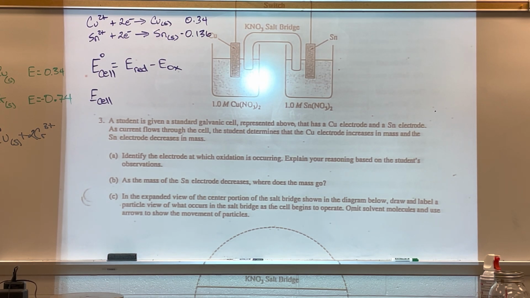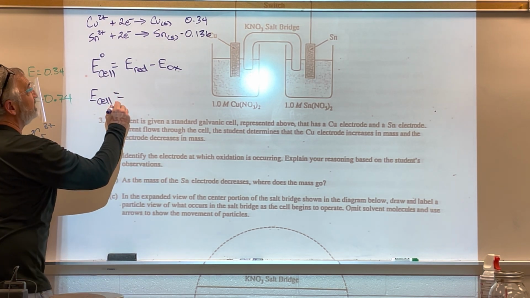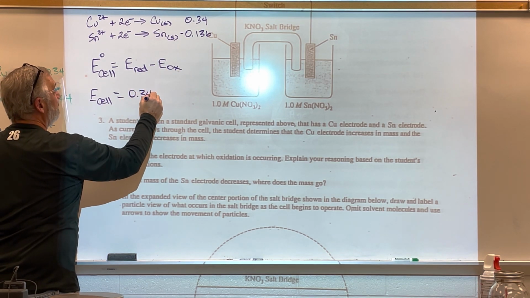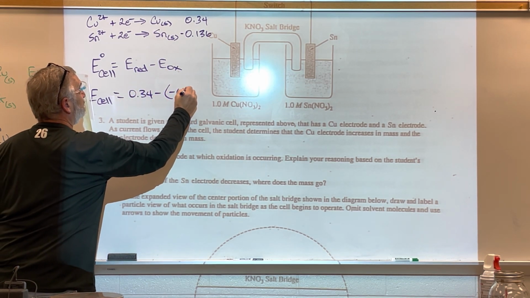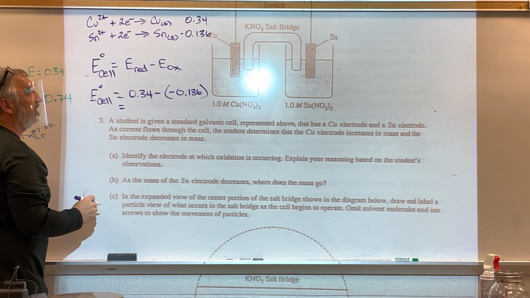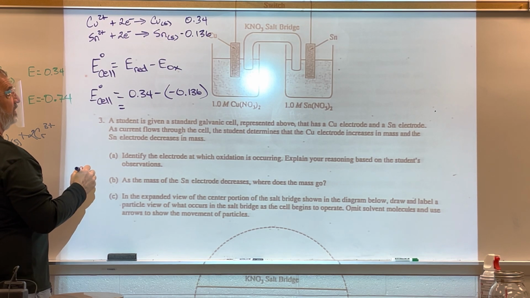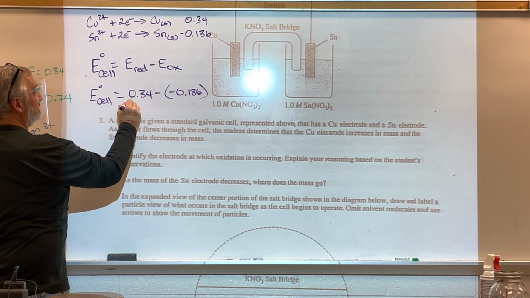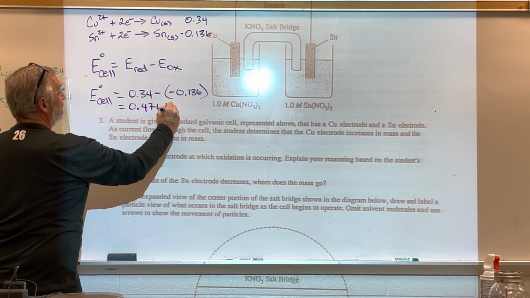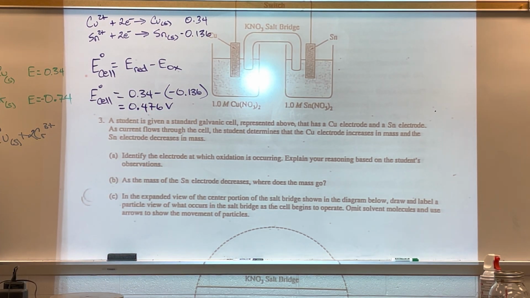Okay, and again, what did we say is being oxidized? Which one's being reduced? Tin is being oxidized, therefore it's going to be 0.34 minus the negative 0.136. So my E cell is going to equal 0.476 volts. Did it ask for that earlier in this? It didn't, right?